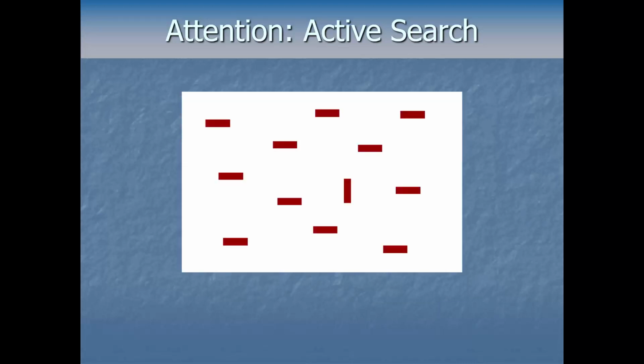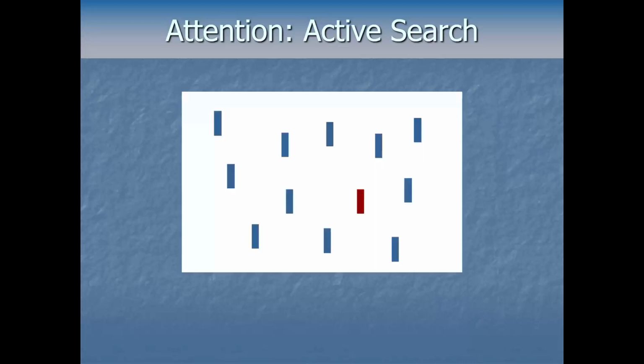Okay, so you'd press the button if there was one there. Let's do another. Again, you'd press a button. So yeah, there was a red vertical line. You'd press a button on that one. Let's do some more.